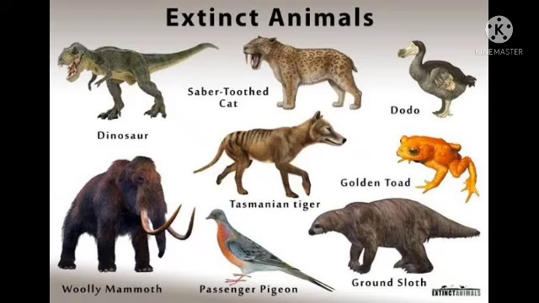Now extinct. When an entire species of animals dies out, that species is extinct. It never comes back. We cannot see that type of animal. Once it becomes extinct, it is gone forever. For example, dinosaurs and the dodo, which is one of the ancient animals that lived millions of years ago. Now we cannot find these types of animals in the world. So endangered means close to extinct, and once a species becomes extinct, it is gone forever.